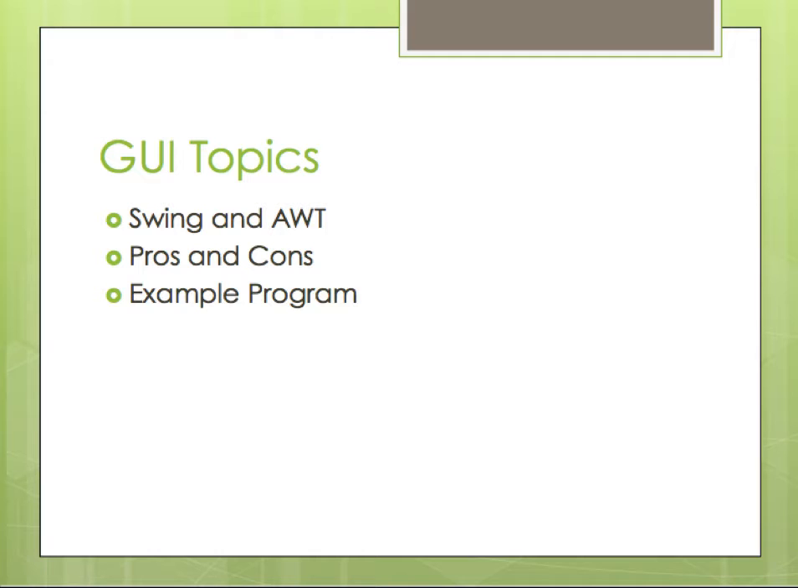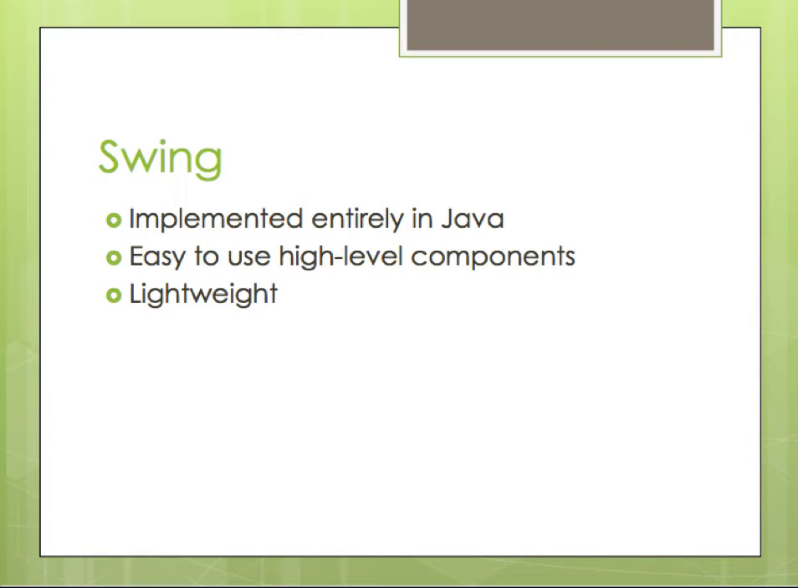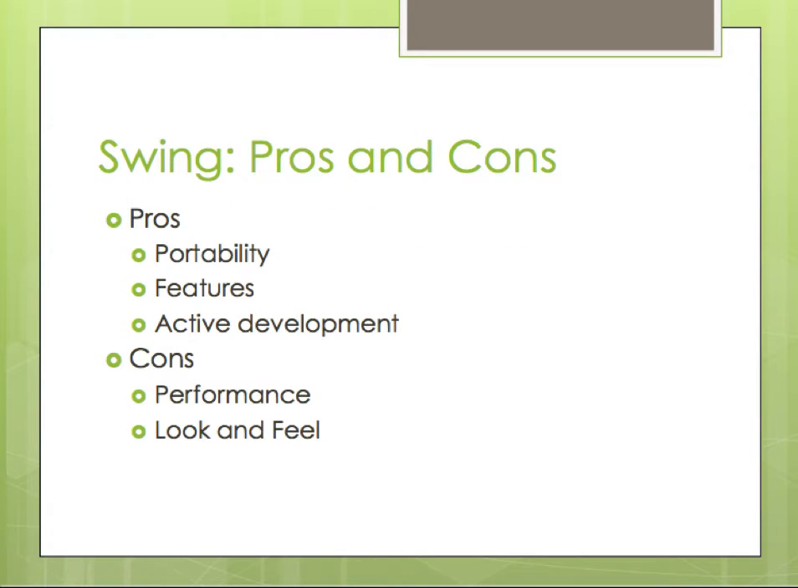We're going to go over some pros and cons of both, and then I'm going to show a very simple example program. Swing is a set of platform-independent tools for making GUIs that have the native look and feel of multiple platforms. Swing is pure Java code. It has a range of high-level components such as trees and list boxes, and since it's pure Java, it does not depend on native code. Because of this, it's called lightweight.